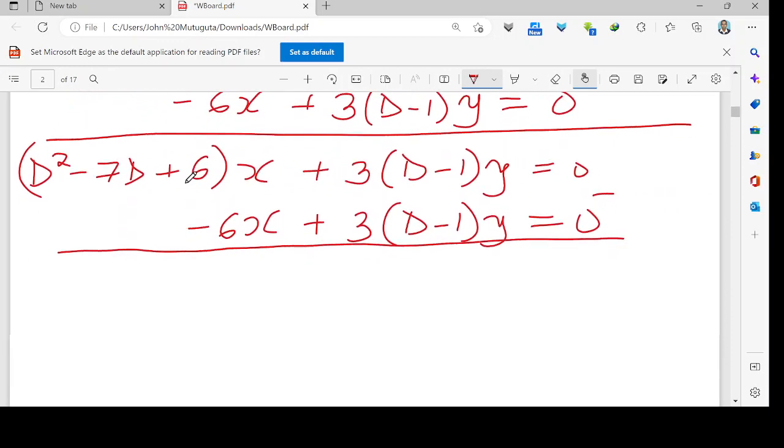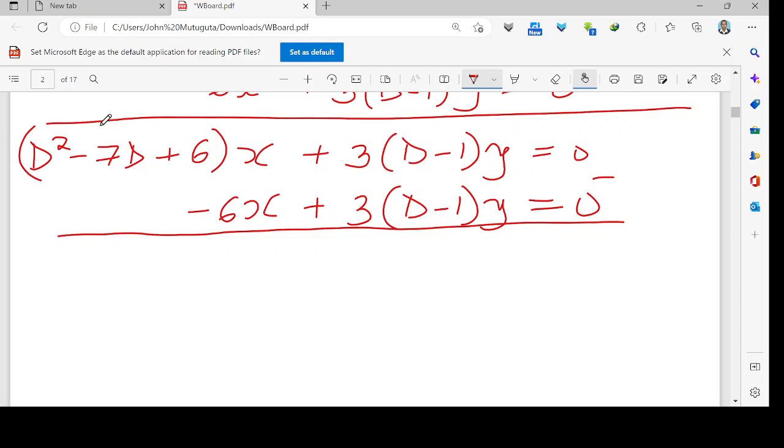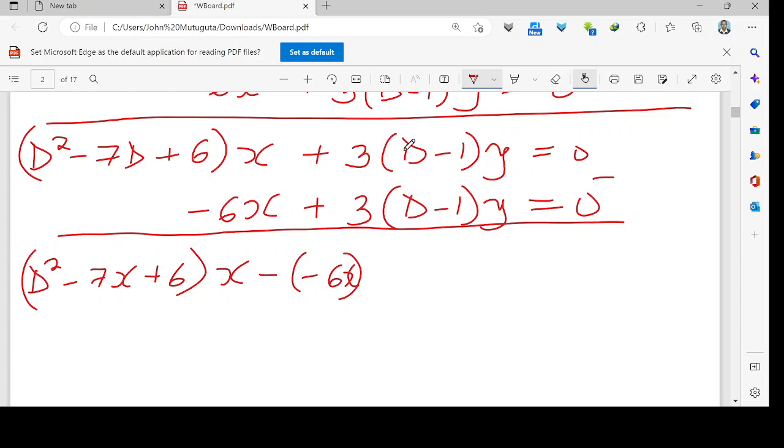So we have the first term here, d squared minus 7d plus 6 operating on x, minus 6x. So we shall have d squared minus 7d plus 6 operating on x minus 6. The next term, this is 6x here, there is x there. The next term we have 3. This term and this are the same. So when we get the difference, we get 0, so that the result is equal to 0.